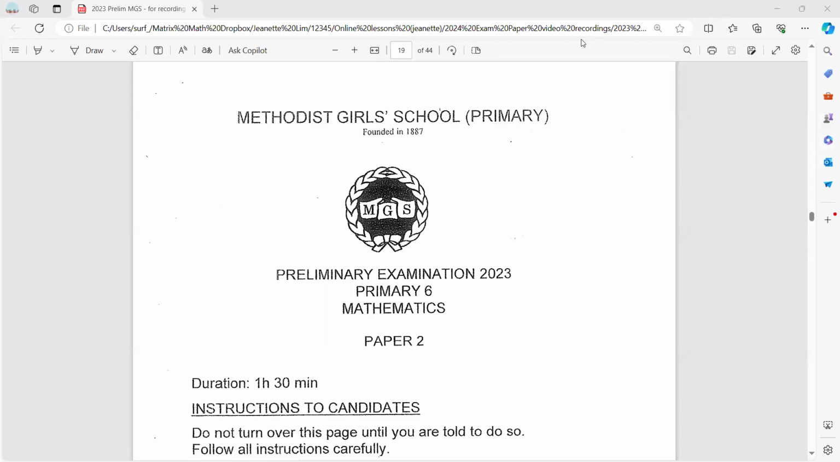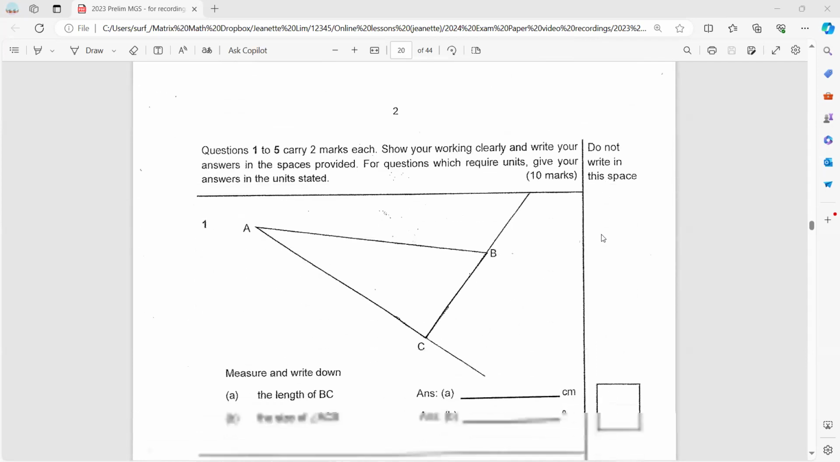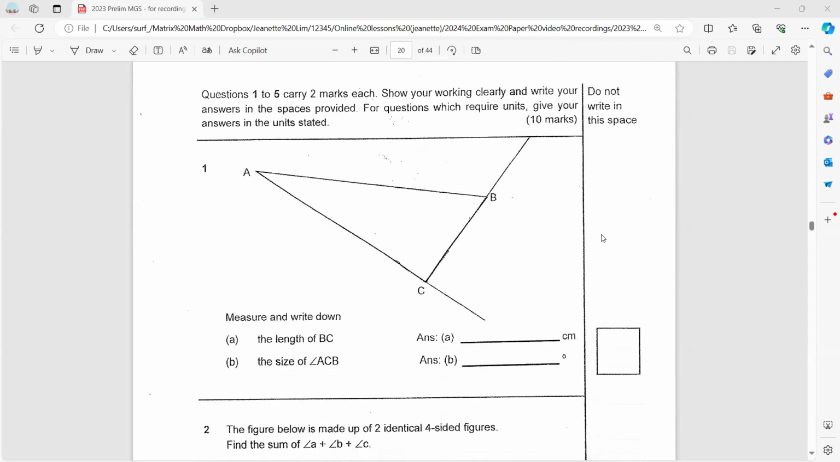Methodist Girls' School, MGS, prelim paper for 2023. This is paper 2. For this paper, you can use your calculator.